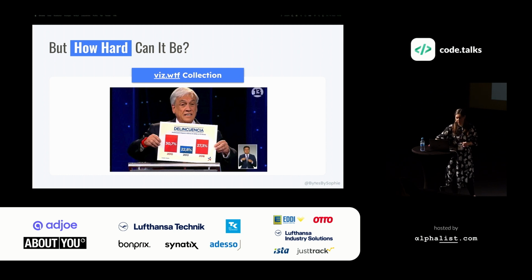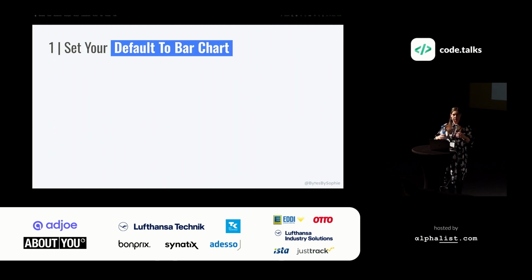So with that being said, I finally start with my 3 tips for more effective data visualizations. My tip number 1 is default to bar chart. Set your default to bar chart.